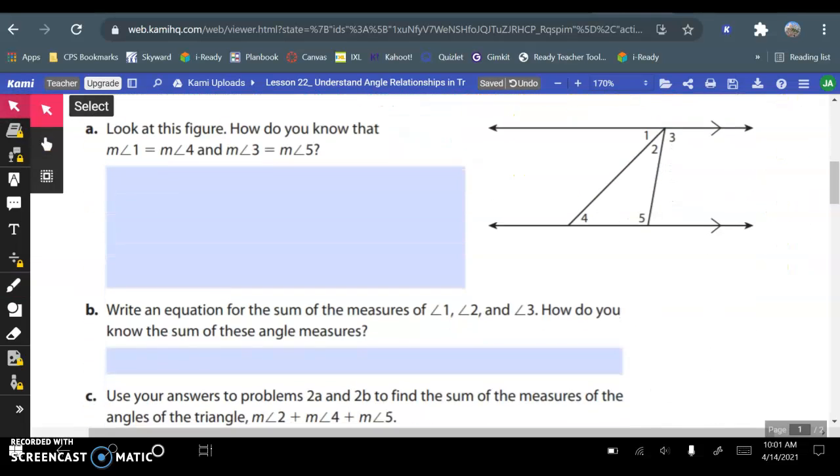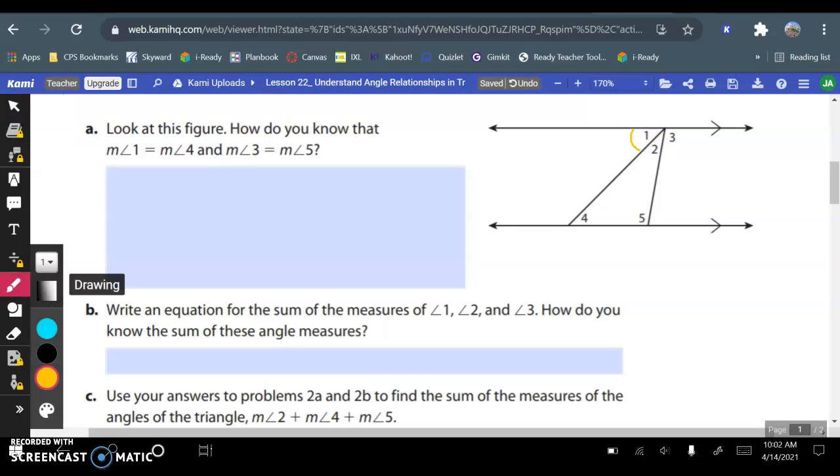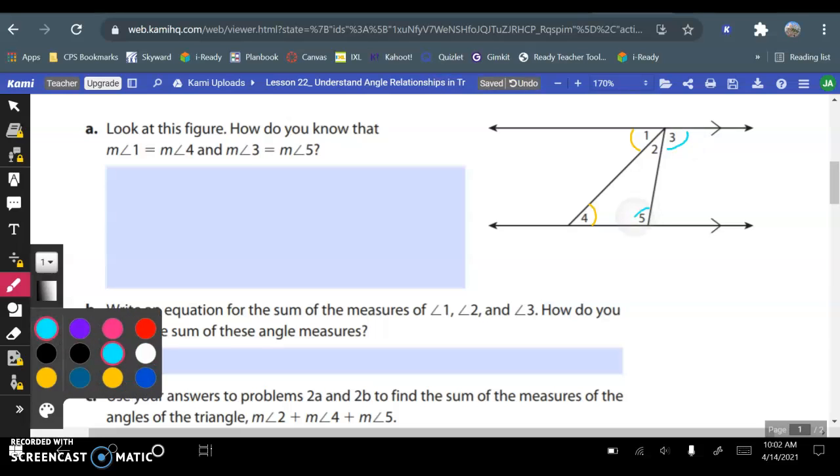All right, for this one, we're going to look at the figure off to the right. How do we know that angle 1 equals angle 4 and angle 3 equals angle 5? So here's 1 and here's 4. Here's 3 and here's 5. What kind of angles are they? Well, they're inside of the parallel lines, and those lines going this way are like transversals. So there's two transversals here.